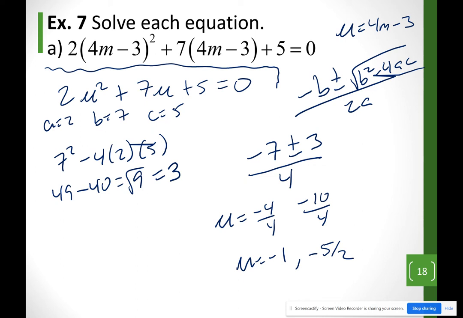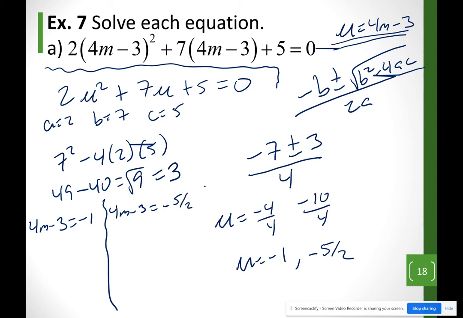Okay, let me solve for m then. Remember I said that u equals 4m minus 3. So I'm just going to say that 4m minus 3 is equal to -1. Work that out. Then I'm just going to say 4m minus 3 is equal to -5 over 2. And I'm going to work that out. So the minus 3, I get 4m equals 2. Now 2 over 4, I'll just call that 1/2.